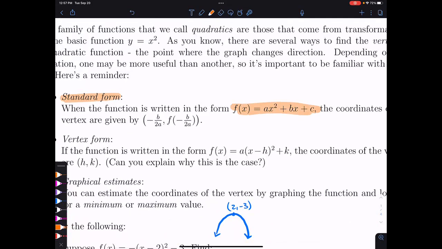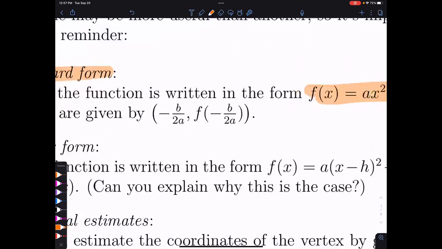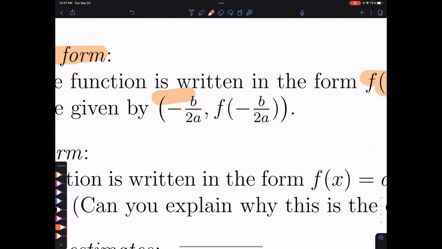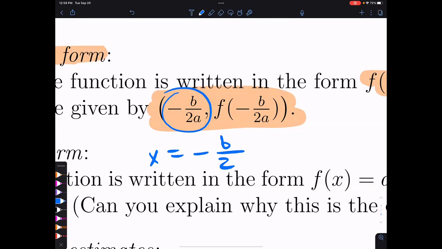If a thing is in standard form, then we can get the vertex by doing this. I know this looks like more than it is. We can't really get too far into why, because you need calculus to derive it, but basically this is the thing that we want to hang on to. I hate having to tell you to just remember a thing, but this is going to be one of two times that we've got to just remember a thing. So the x coordinate is the opposite of b divided by 2a.